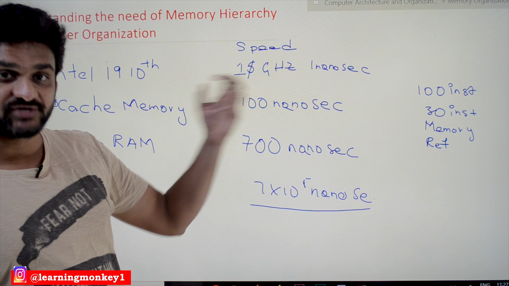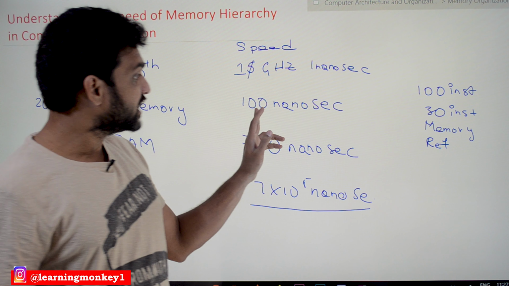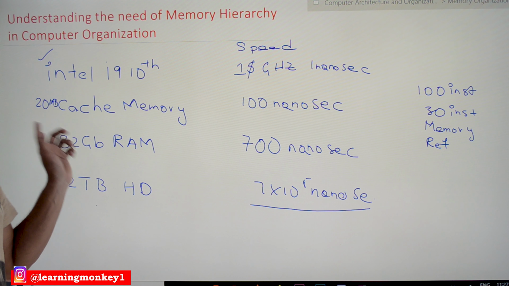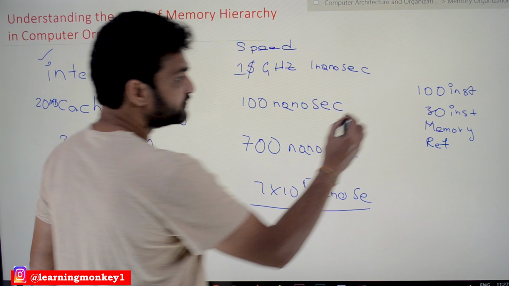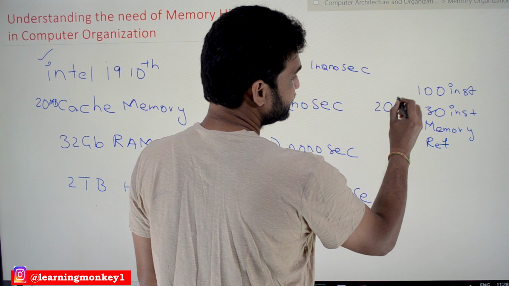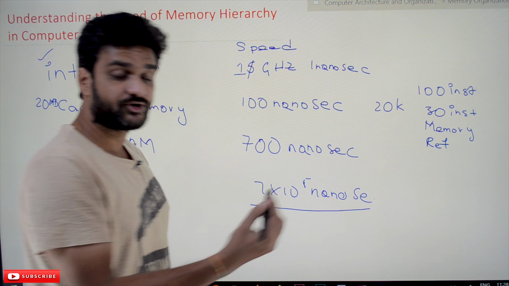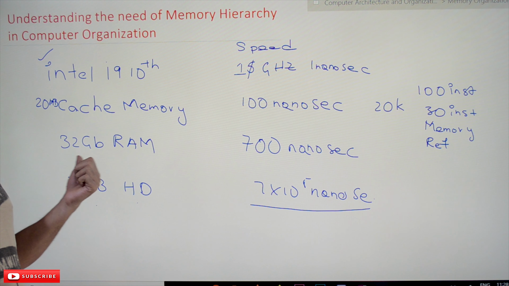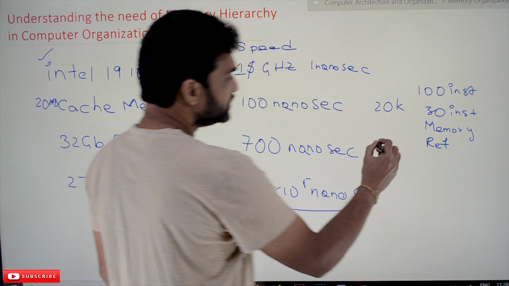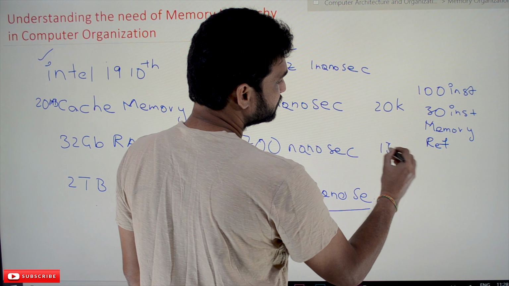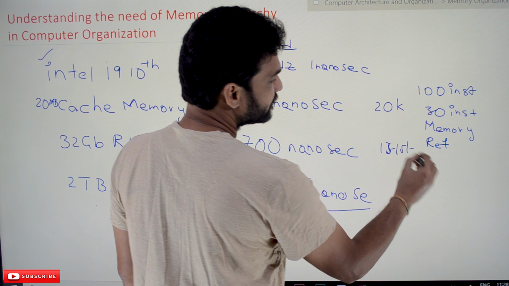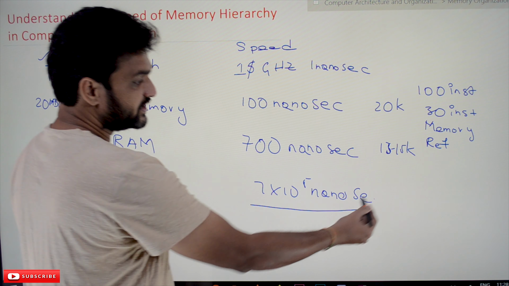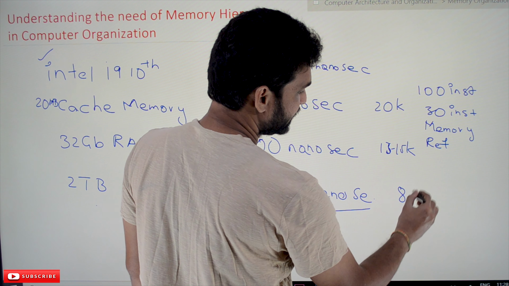So what is the disadvantage that we are going to get? To have 20 MB cache memory, we should invest nearly 20k rupees. In rupees, it is going to cost 20,000 rupees. To have 32 GB RAM, it costs around 13 to 15k rupees. And similarly, if you want to have a 2 TB hard disk, it is going to cost around 8k.